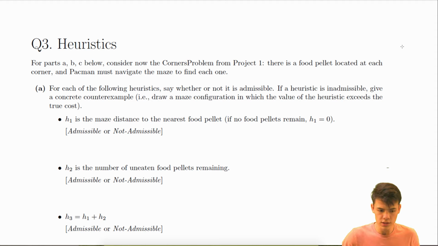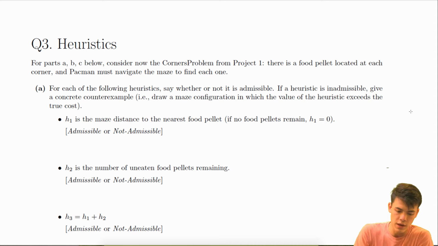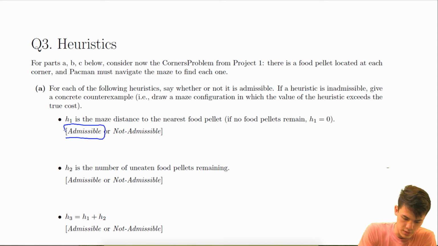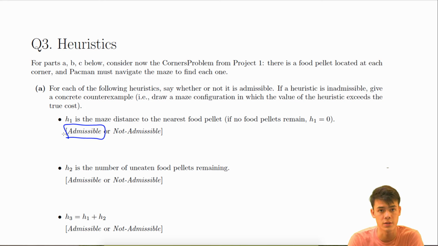All right, so let's look at number 1. So H1 is the maze distance to the nearest food pellet. And if no food pellets remain, then the heuristic value is just 0. So consider that if there are food pellets remaining, you have to eventually go and get them before you're going to be done. So if you're going to go and get them, you have to at least travel to the nearest one. If you travel to a further one, then you're going even farther than the maze distance to the nearest food pellet. So for that reason, this heuristic is admissible because it is always going to be an underestimate of the actual cost to finish the entire thing.